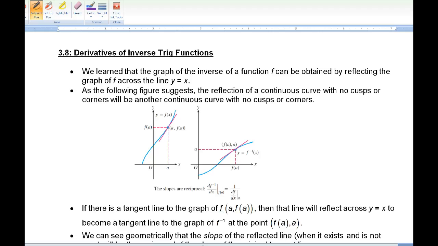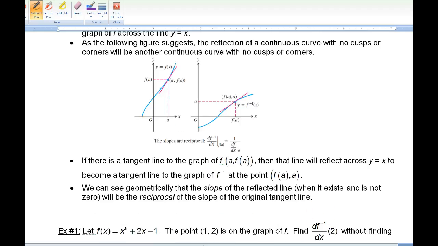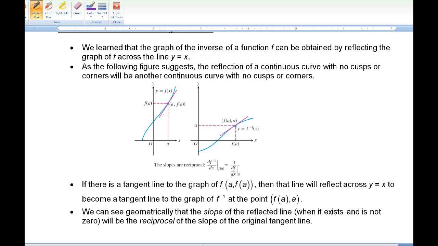So the derivatives for the inverse trig functions, also known as your arc sine, arc cosine, arc tangent. Just remember, with the inverse functions, we have to restrict the domain so that the function is 1-to-1 and passes the horizontal line test, right? Because otherwise, the inverse would not be a function. This is just for any graph.